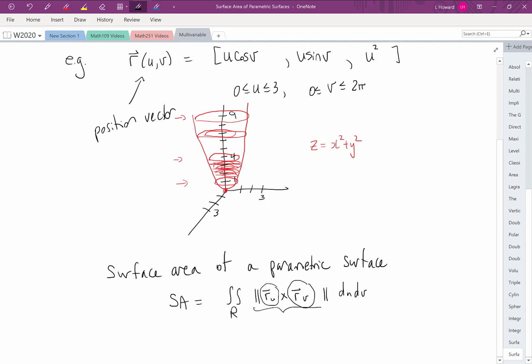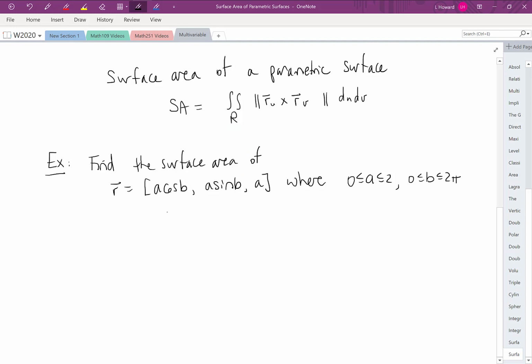And let's try an example. So let's find the surface area of the following parametric surface. This vector R, remember from our previous discussion, is called the position vector. So it's just describing the different points that come up on our surface. And the points look like a cos b, a sine b, a, where a is ranging from 0 to 2 and b is ranging from 0 to 2 pi.